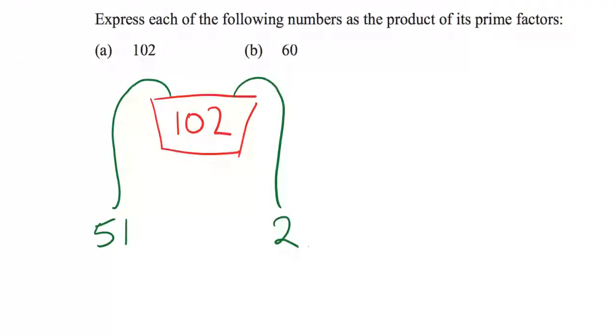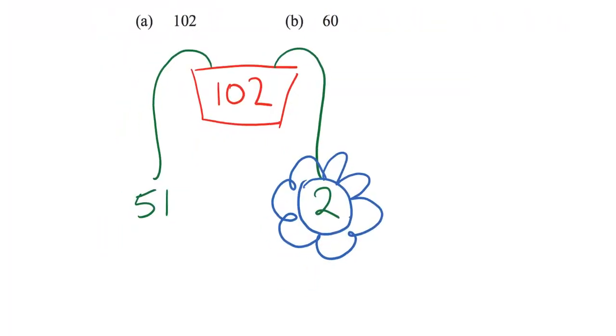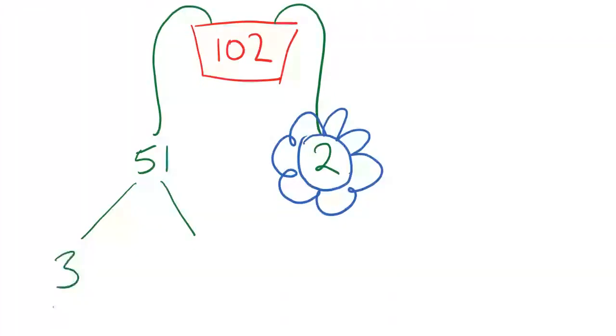Now, are any of those primes? Yes, I think a 2 is definitely a prime number. So when I see a prime, I'm going to draw a flower around it. Okay, there we go. Now, 51 is a difficult number. Is that going to be a number that can be split up? Well, yes, because 51 is going to divide exactly by 3. So let's split that 51 up and think about this. Well, it's going to be 3 times 17. So 3 and 17 are there.